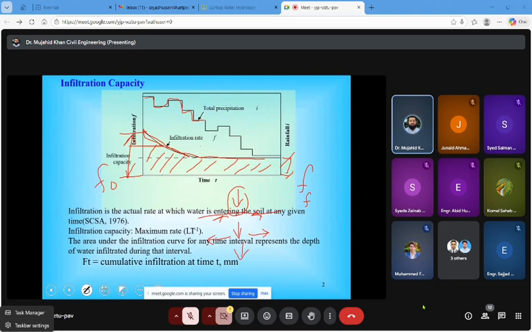Now, area will be what? This dimension multiplied by this dimension. Now, this dimension is depth of water divided by time, and on the x-axis we have time. So when we multiply that, time will be cancelled with time, and we will get only depth of water. So if you want to calculate the depth of infiltrated water from this time to this time, you can calculate the area under this curve between these two limits, and that will give you the water infiltrated during that time interval.